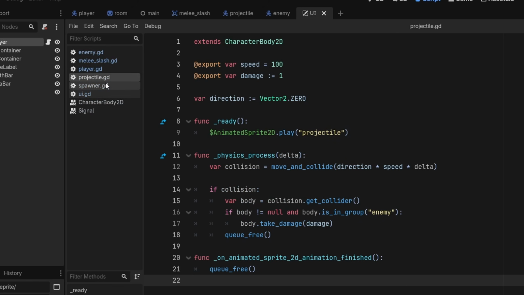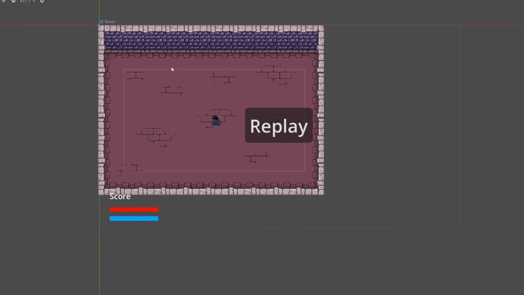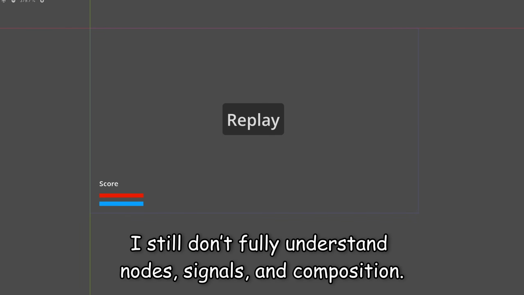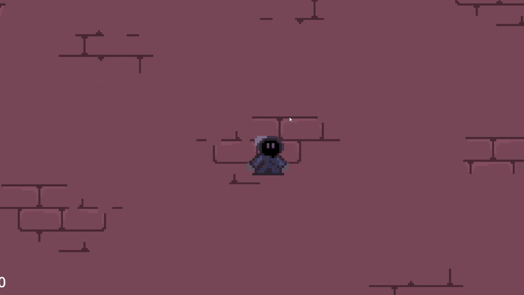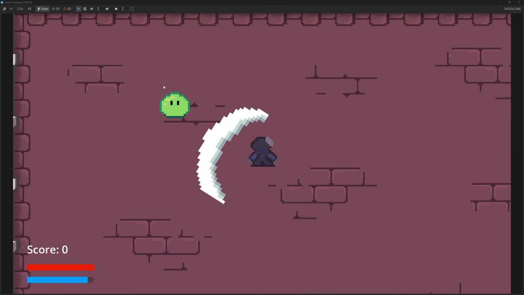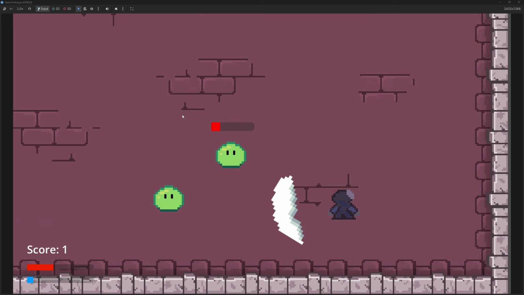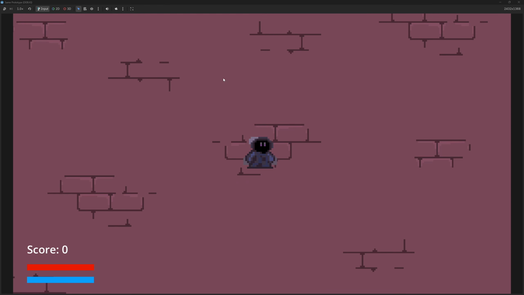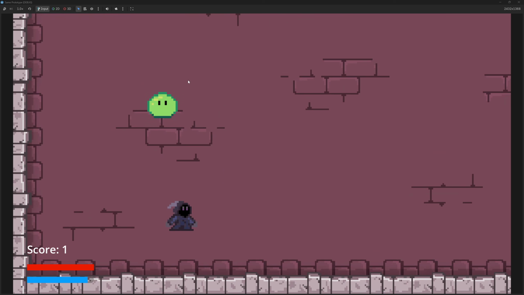Godot feels different from Unity, but in a good way. It feels faster and easier to build things, but harder to structure them properly. I still don't fully understand nodes, signals, and composition, but I'm starting to see how it all fits together. I think understanding nodes and signals is the most important part, and also the part that takes the most time. I'm still figuring things out, but that's kind of the point.